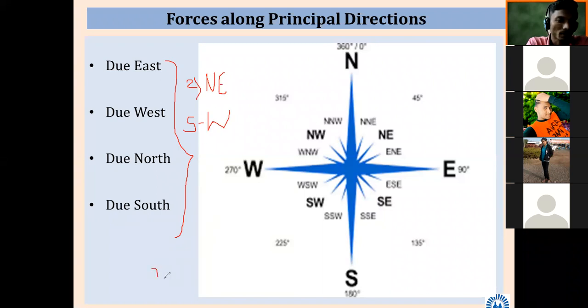And in the third method, a particular angle is mentioned. For example, suppose we say south 25 east. What will South 25 East mean?